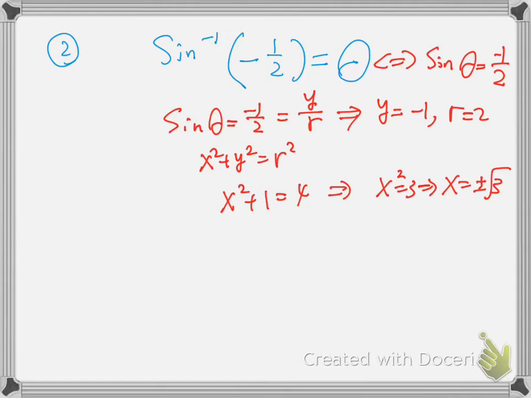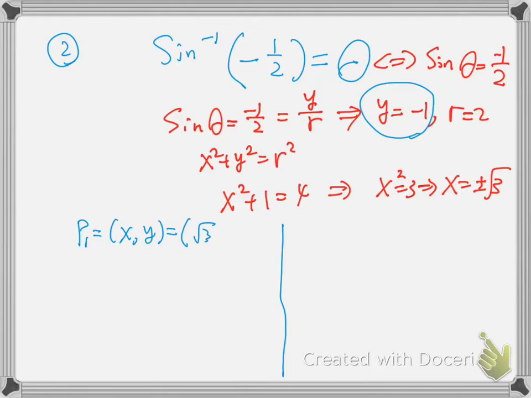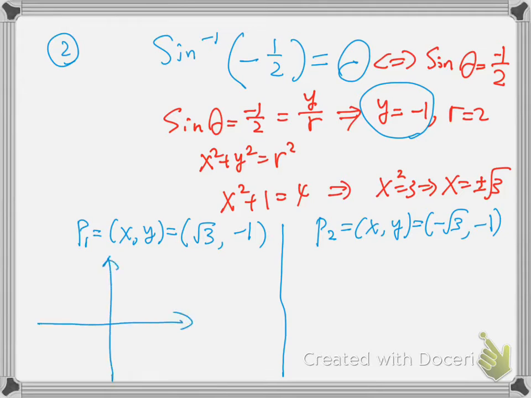Radical 3. So what's the difference between these two examples? In the first example, y is positive 1, and here y is negative 1. So now let's write down the two points. P1 is x comma y, which is radical 3, negative 1. The second case, x comma y is negative radical 3, negative 1. So now we can find P1 and P2 and then draw two right triangles.